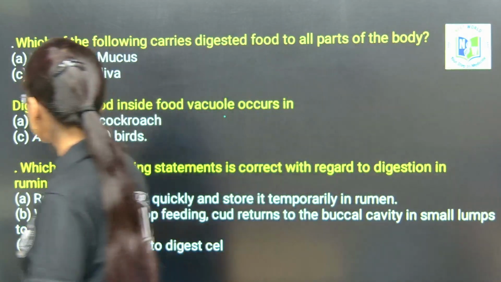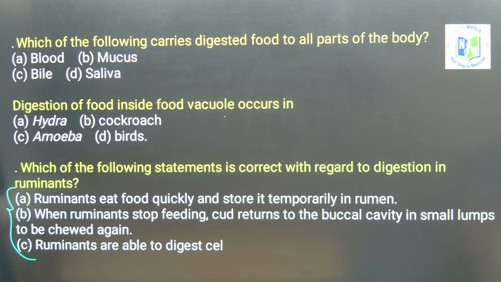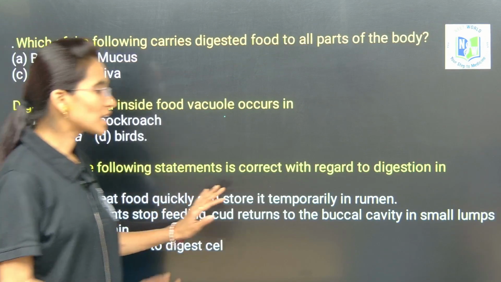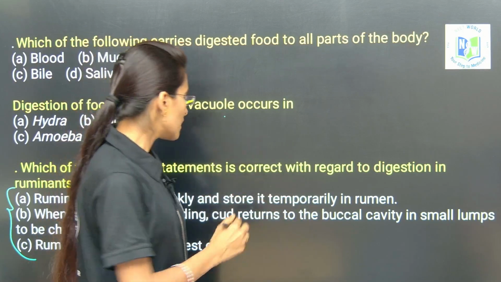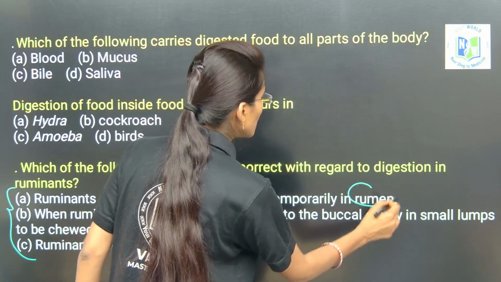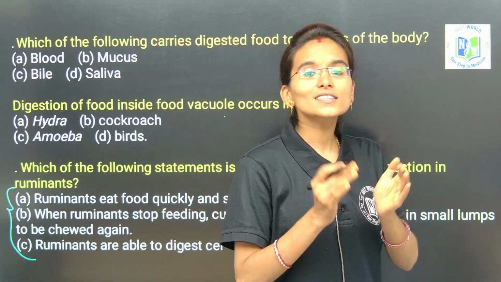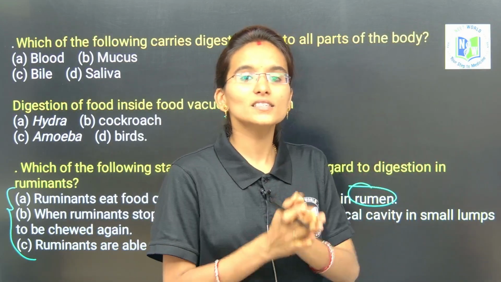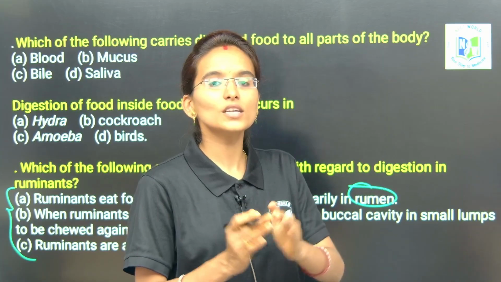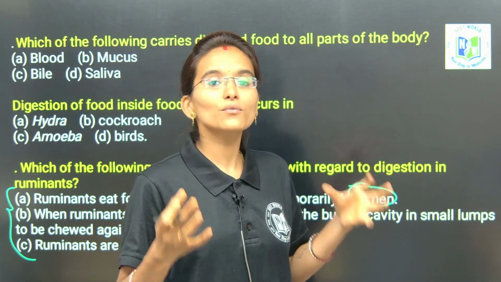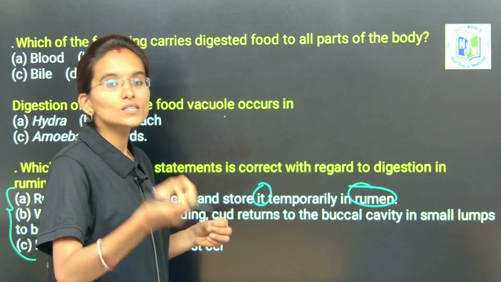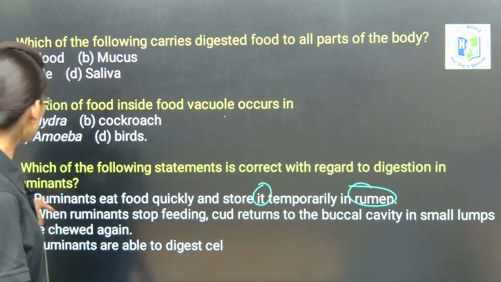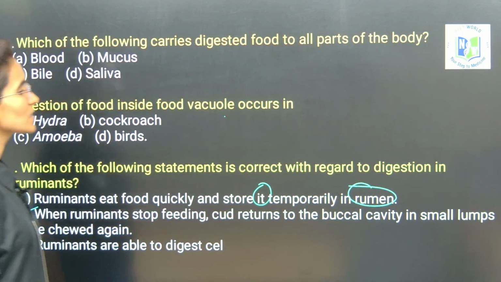Look into the options, my dear students. Option A, ruminants eat the food quickly and store it temporarily in the rumen. The rumen is the largest stomach chamber inside ruminants like the cow. It is the largest chamber where the food is stored temporarily. So option A is right, my dear students.